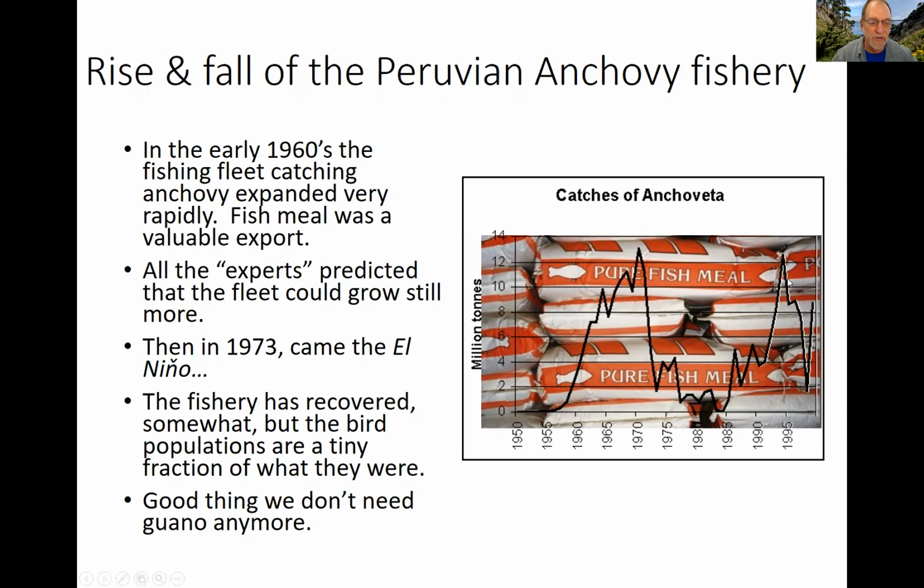The landings went way up, and there was another El Nino year in 1997, and the landings crashed, and this boom and bust cycle becomes a characteristic indicator of a badly managed and overfished fish population. But how does this condition come about? Well, let me show a few more slides.